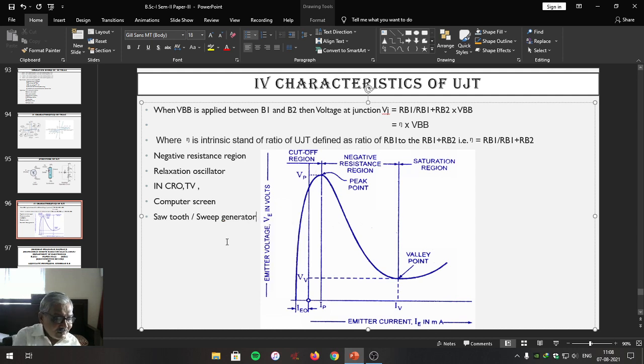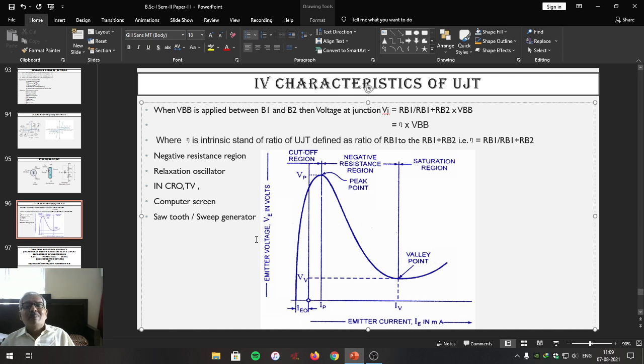So these are the peculiar applications of the UJT. Friends, that's all about the IV characteristics of UJT, its specification and its applications. These are the areas where the UJT can be used.